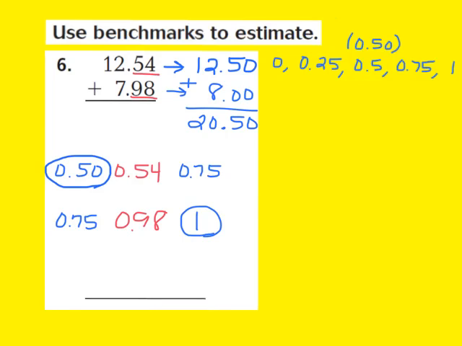So using my benchmarks to estimate, what I have is 12 and 54 hundredths plus 7 and 98 hundredths is about 20 and 50 hundredths. And we have now used our benchmarks to estimate.